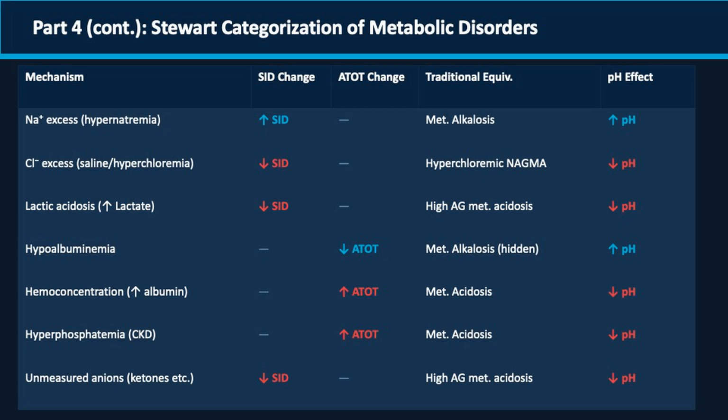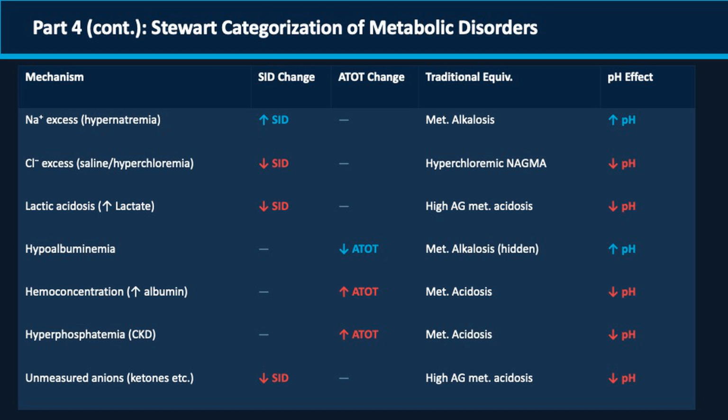Okay, this table is a summary. Every metabolic acid-base problem now has a mechanism. So when sodium increases, SID goes up, and that leads to alkalosis. When there is chloride excess from saline, SID goes down, and that leads to acidosis. High lactate, SID goes down, likely acidosis. Low albumin, ATOT goes down, hidden alkalosis. High albumin or dehydration, ATOT goes up, acidosis.